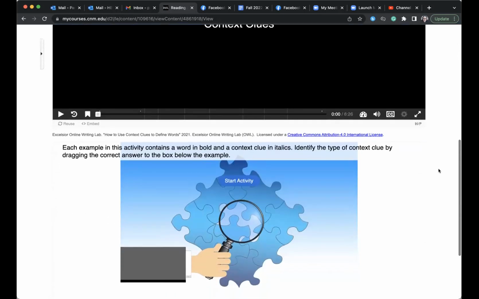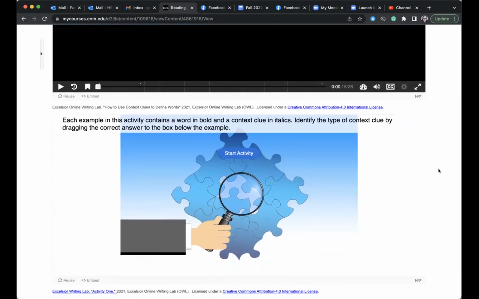And then below that is a little practice activity. You don't need to turn in this activity, but it just gives you some help with understanding how to define and understand complex vocabulary.